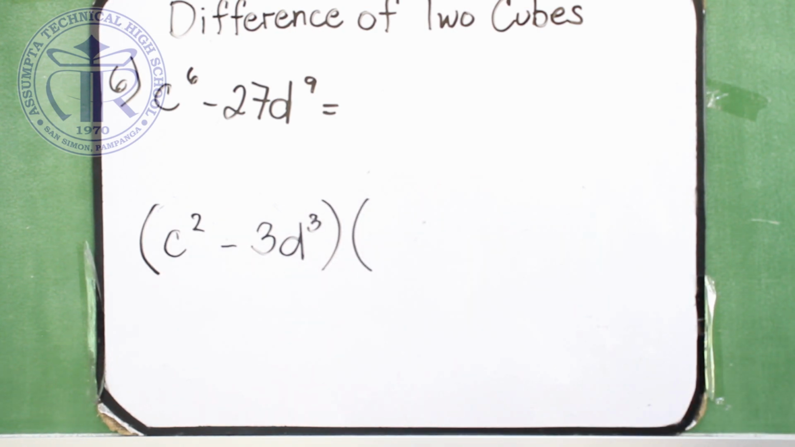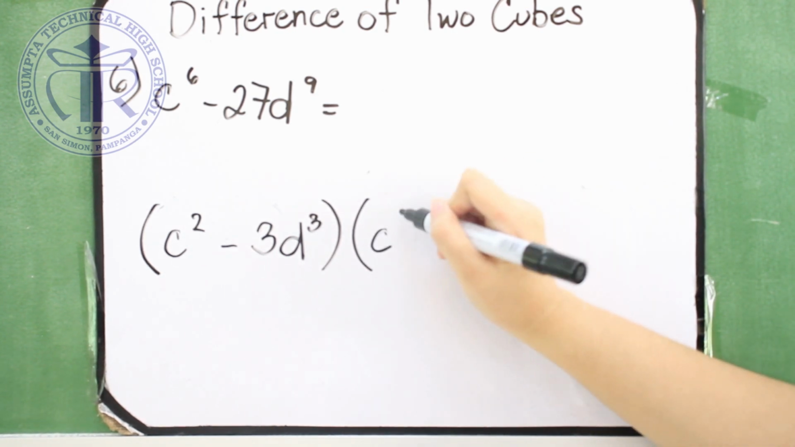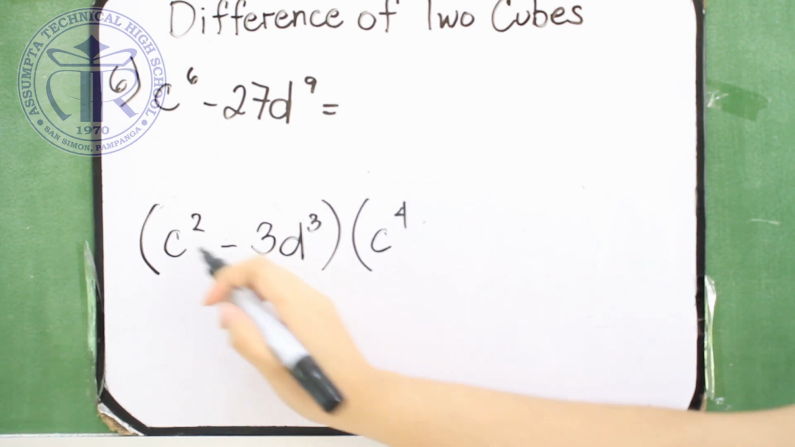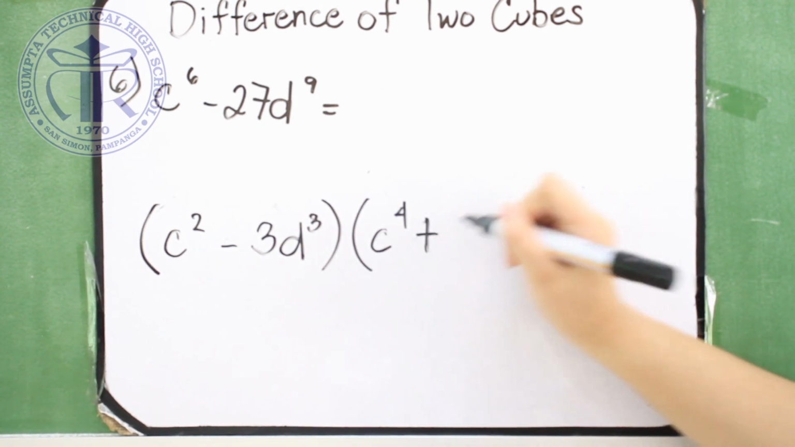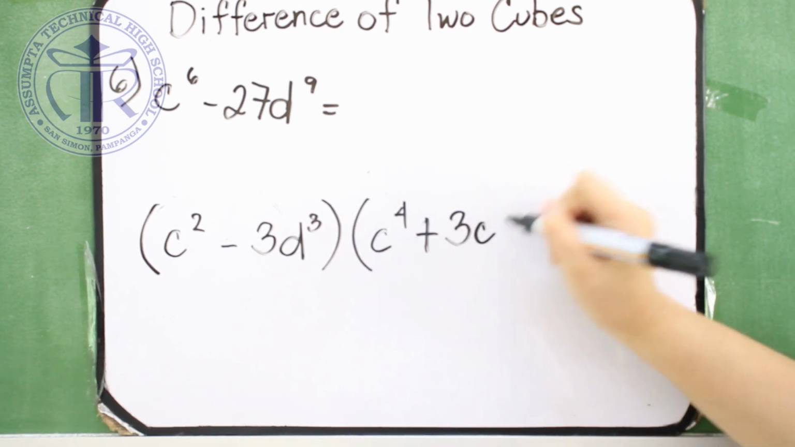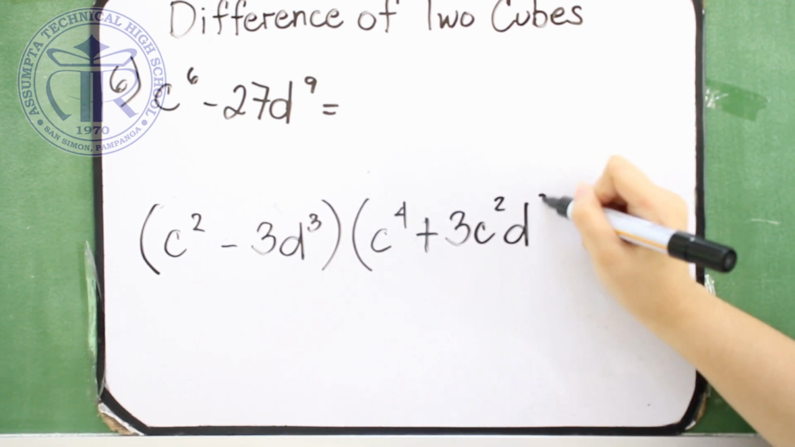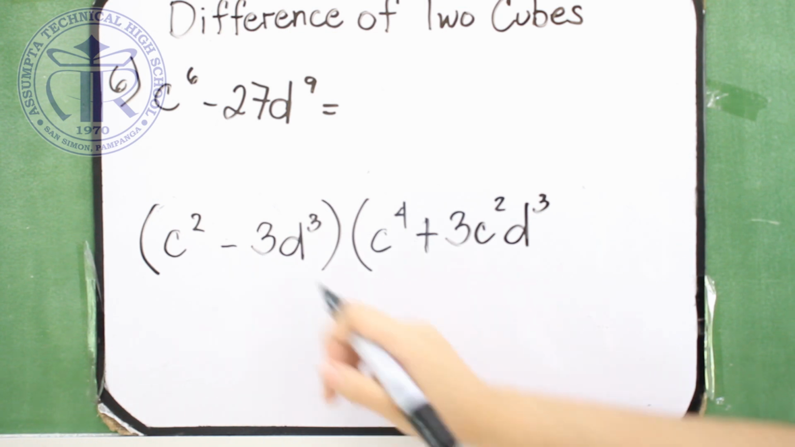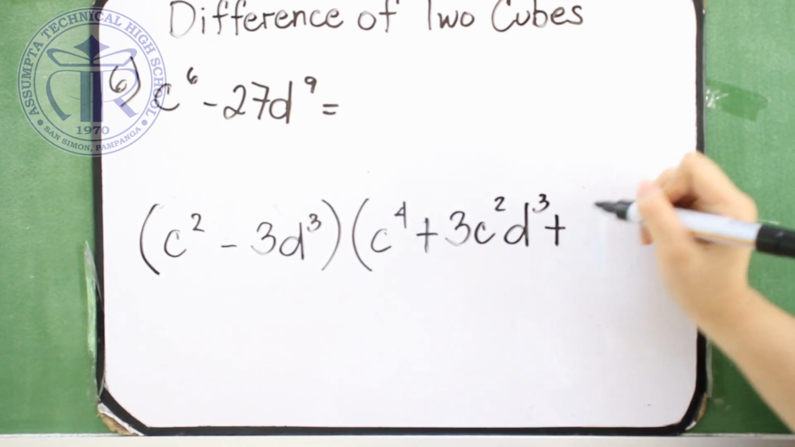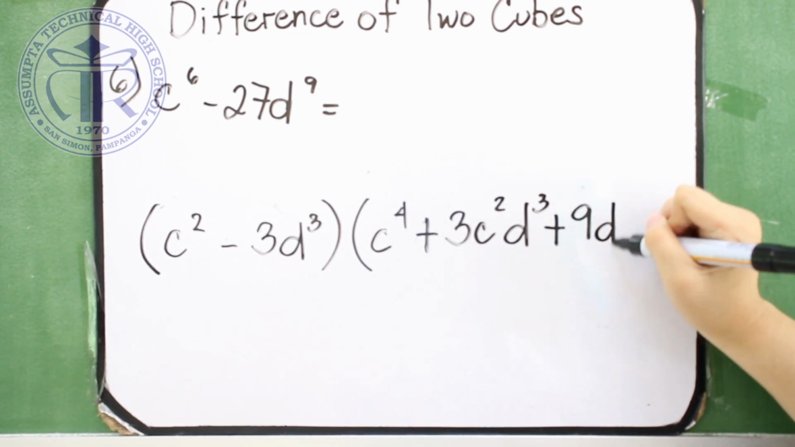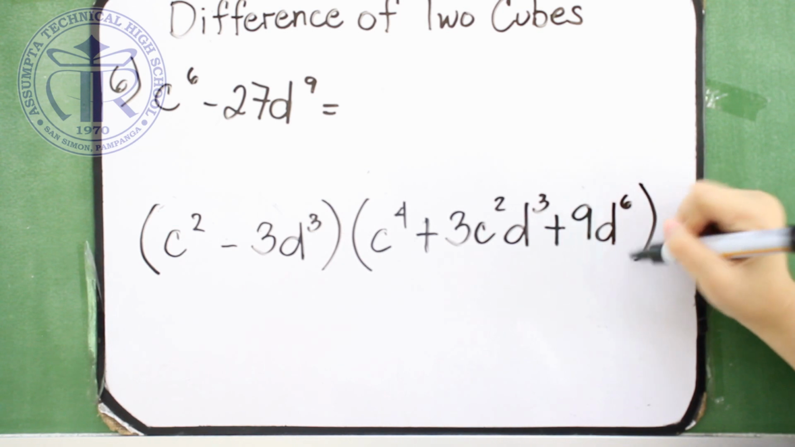C squared squared is c raised to the 4th. Then multiply the two terms. That will be negative 3c squared d cubed. And then make it negative, so that's positive 3c squared d cubed. Lastly, square the last term. So, negative 3d cubed squared is positive 9d raised to the 6th.